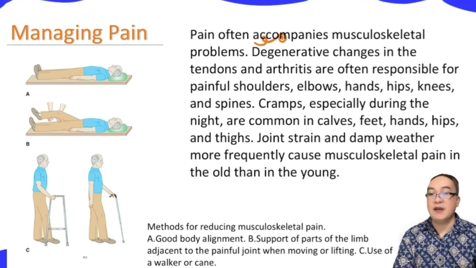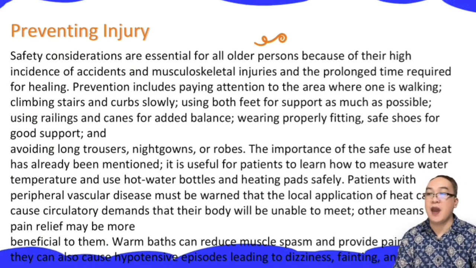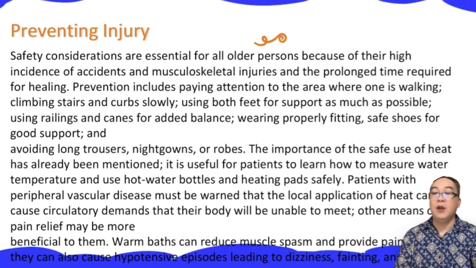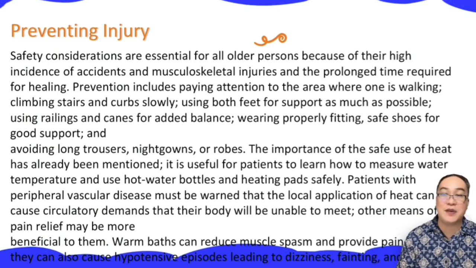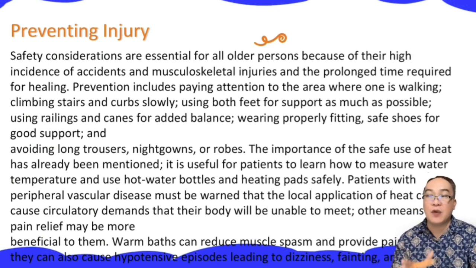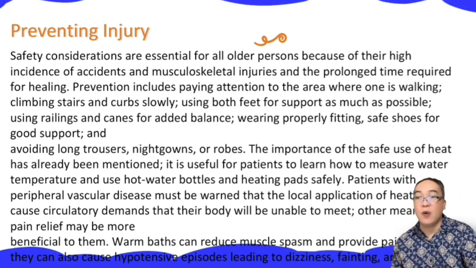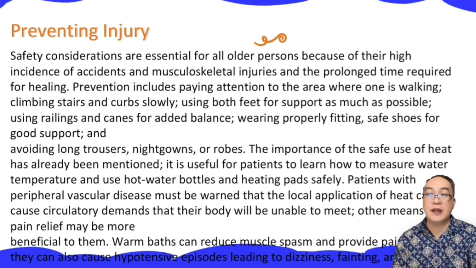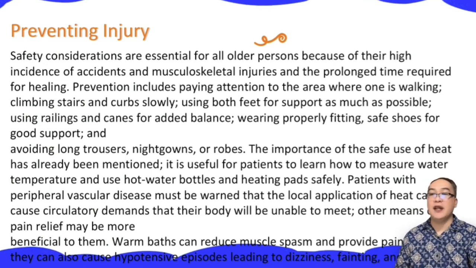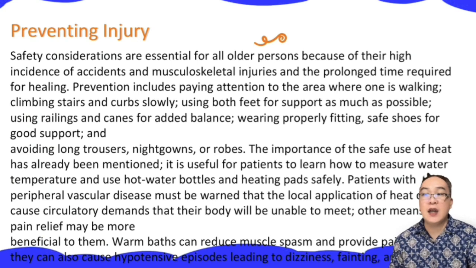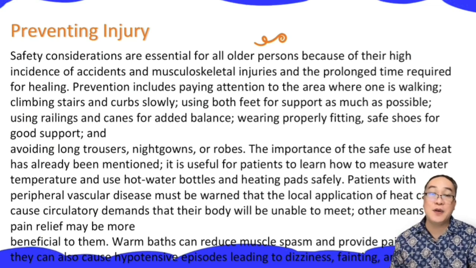Another nursing consideration is preventing injury. Safety precautions are essential for all older persons because of the high incidence of accidents and musculoskeletal injuries, and the prolonged time required for healing. Prevention includes paying attention to the area where one is walking, and climbing stairs and taking curves slowly, using both feet for support as much as possible, using rails and canes for added balance, wearing properly fitting safe shoes for good support, and avoiding long trousers and nightgowns or robes.